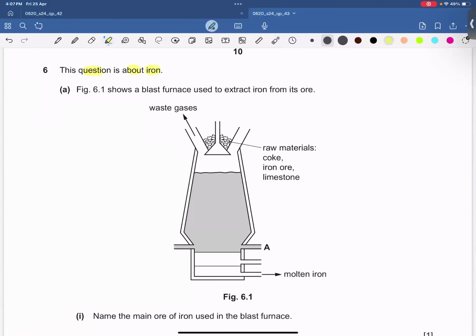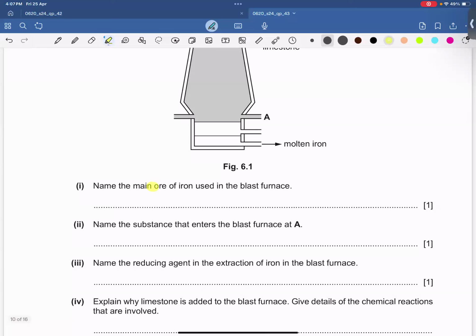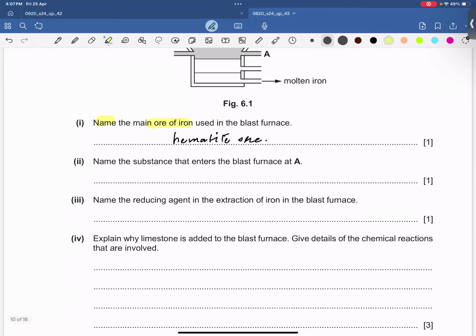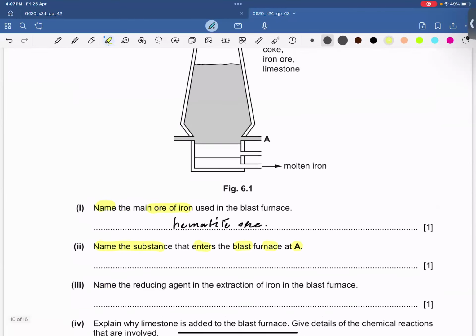This question is about iron. A blast furnace is used to extract iron from its ore. Name the main ore of iron: hematite ore. Name the substance that enters the blast furnace at A.